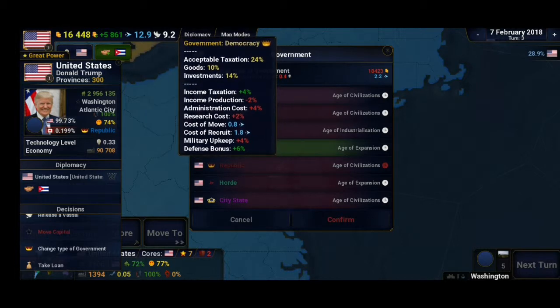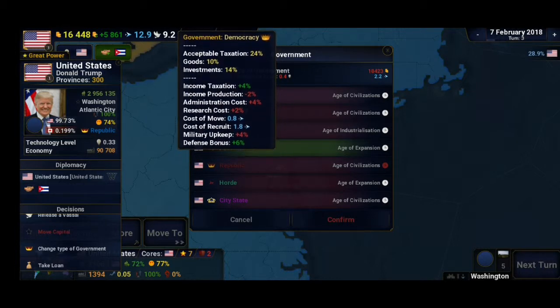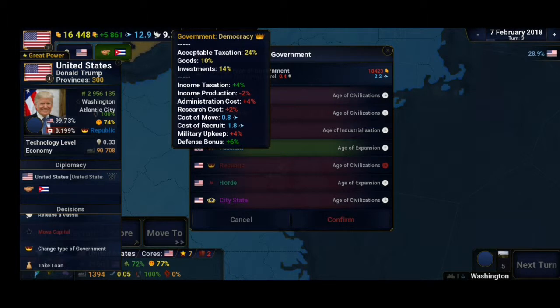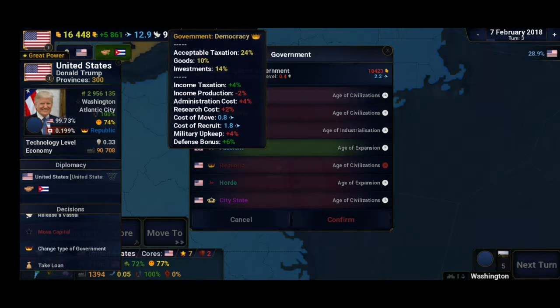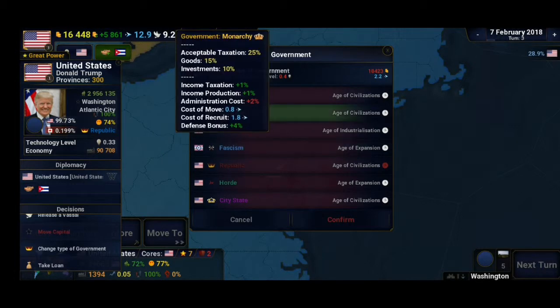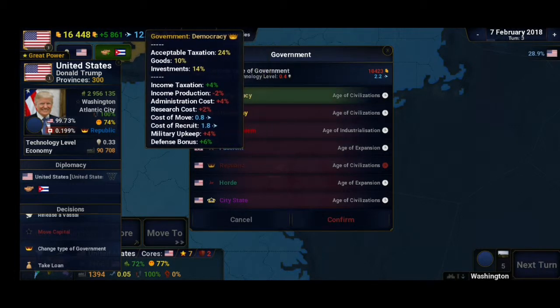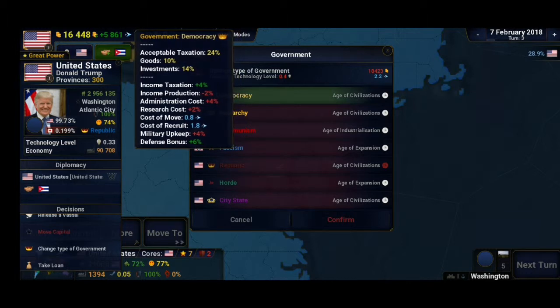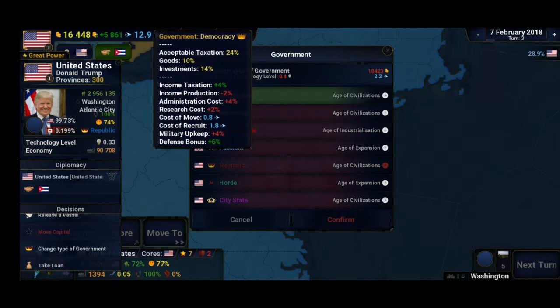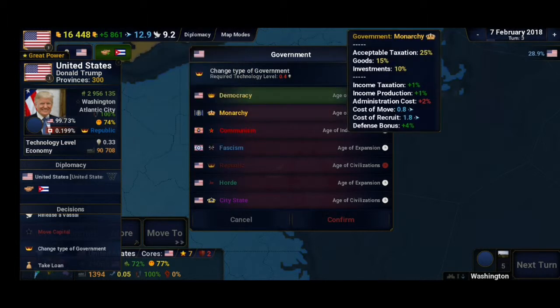Anyways, other than that, the defense bonus is quite nice, very nice, plus 6%. Military upkeep, plus 4%, so it's kind of hard to maintain an army as a democracy. Cost of recruitment, quite average, 1.8 move points, and the last one, cost of movement, 0.8. Yeah, that's the average around here.